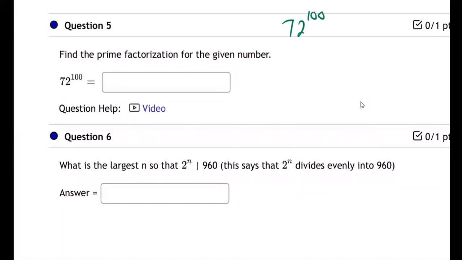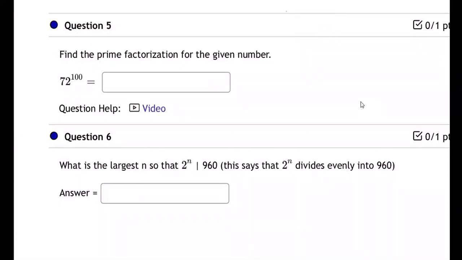No, it's not. Why not? Why is that not the prime factorization? Do you see that? Is the 72 a prime number? It could be broken down. Right, we got to break down that 72, don't we?